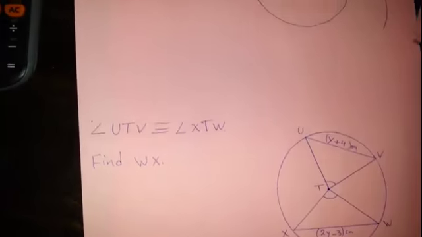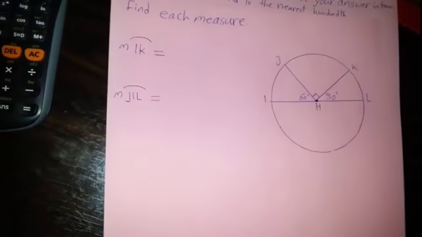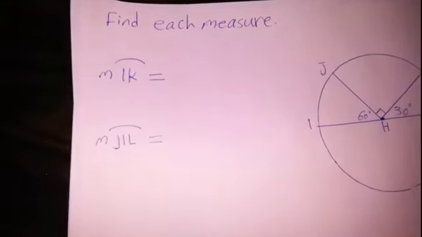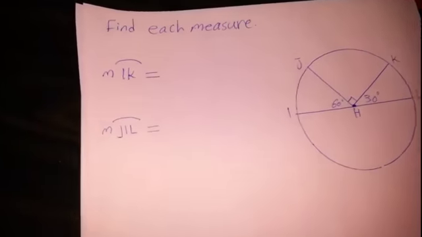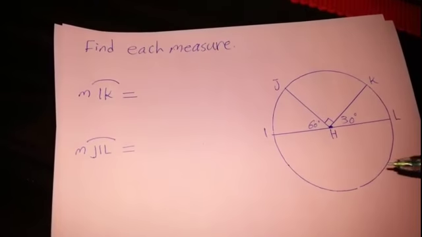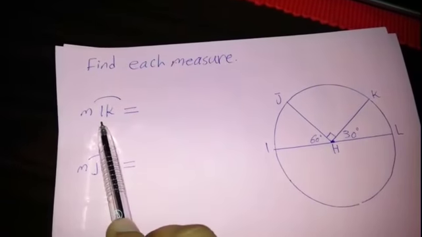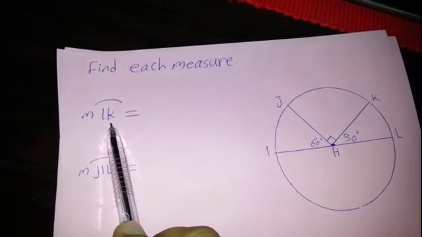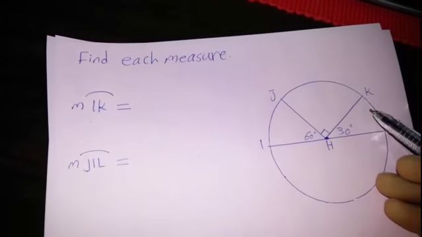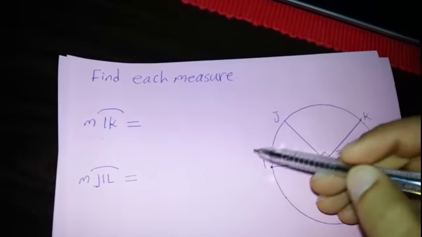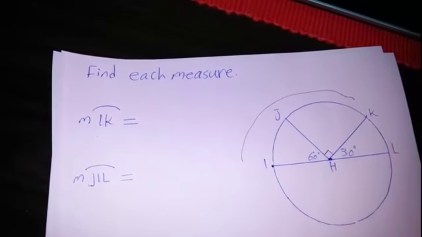Okay, let's move to another idea. Here: find each measure. Look at the circle here. We need to find each measure. First one, the measure of arc IK. From where? This is I and this is K. So I need all of that.